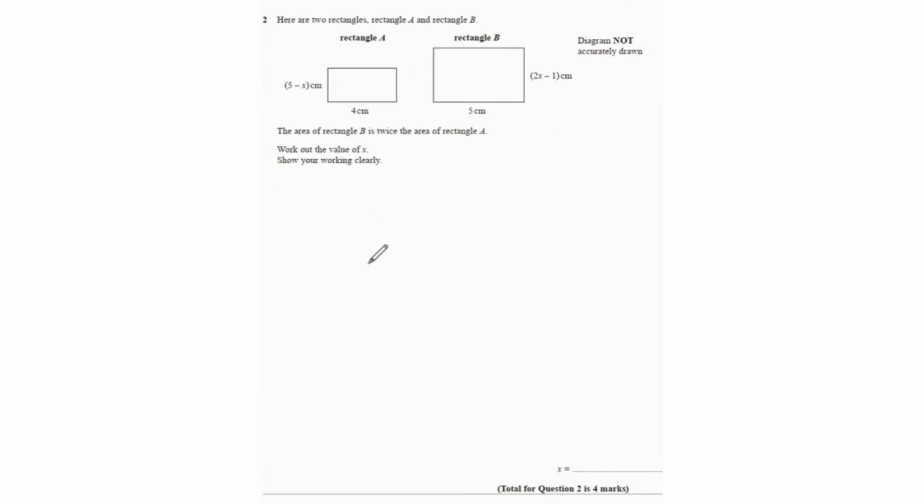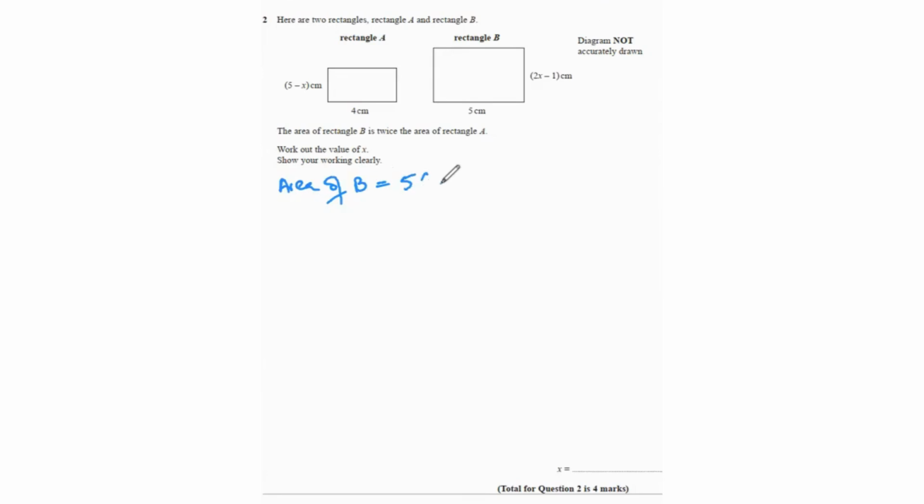Very similar to the previous question. They've given us the dimensions for rectangle A and rectangle B, but we have expressions for 2 dimensions. So they're saying that the area of rectangle B is twice the area of rectangle A. So area of B, let's calculate that first.